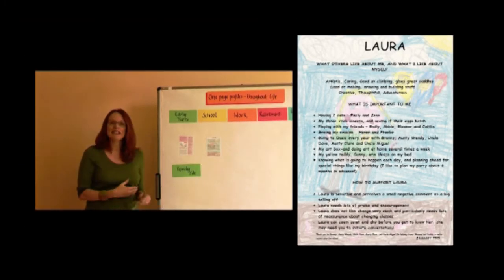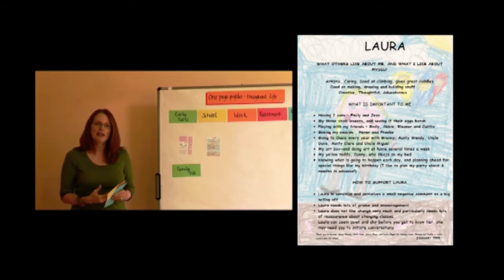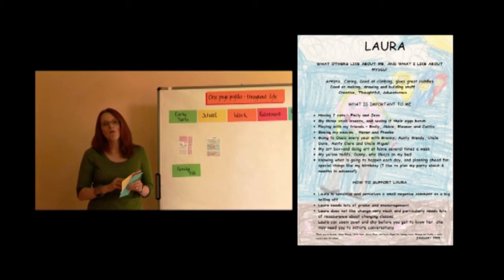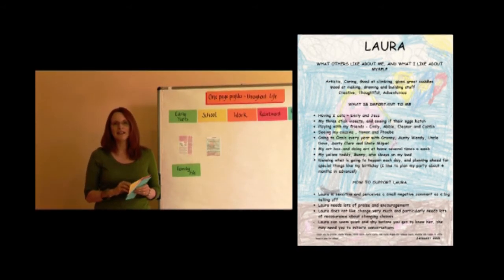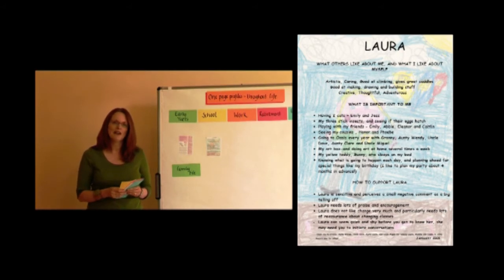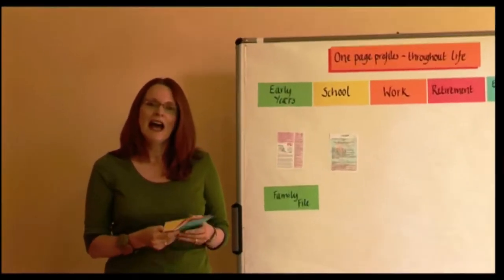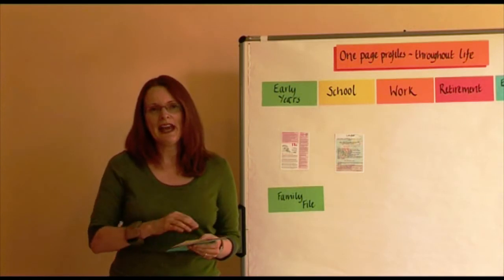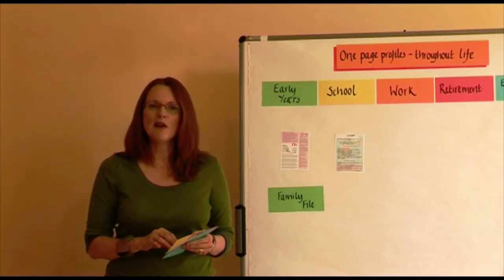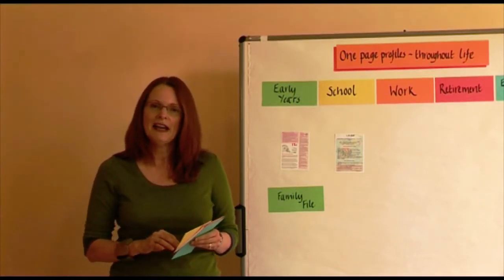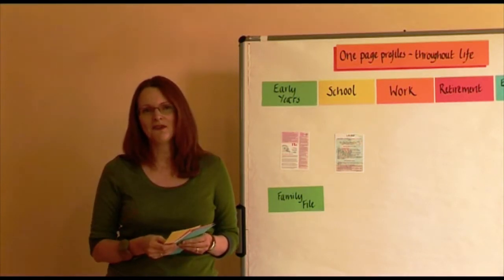And again, it clearly describes what's important to Laura, how best to support her, and what both Laura likes and admires about herself and what other people like about Laura as well. And in one of the classes in Norris Bank, every child had an opportunity to say what they liked and admired about each other, and that then went into the one-page profile.